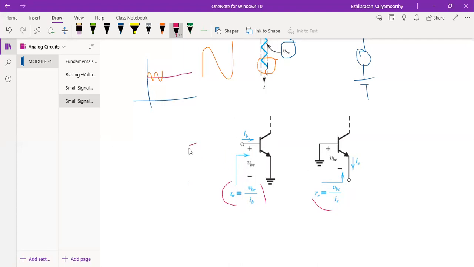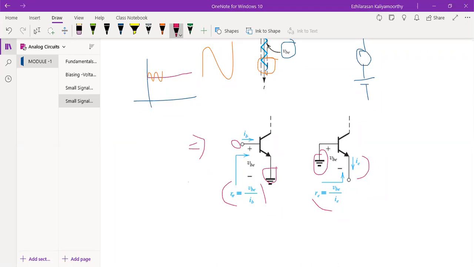Very simple. When you are calculating the base side, we need to ground the emitter side, that is the load side. When you calculate the emitter side, you have to keep the base short circuited, and then this should be grounded here. You see, there is a difference in finding the quantities R pi and RE.